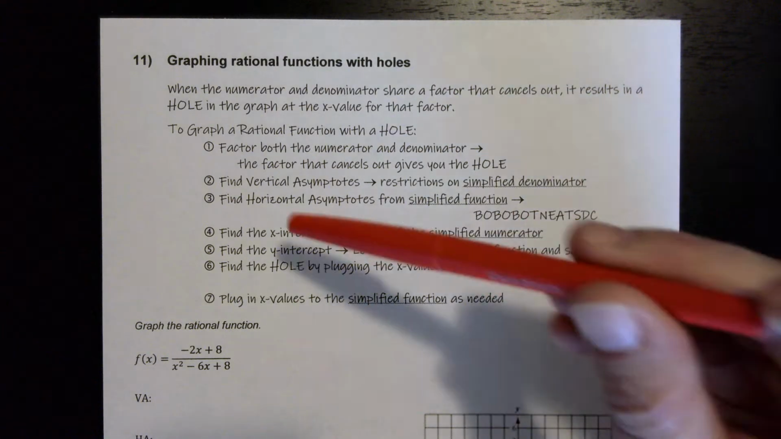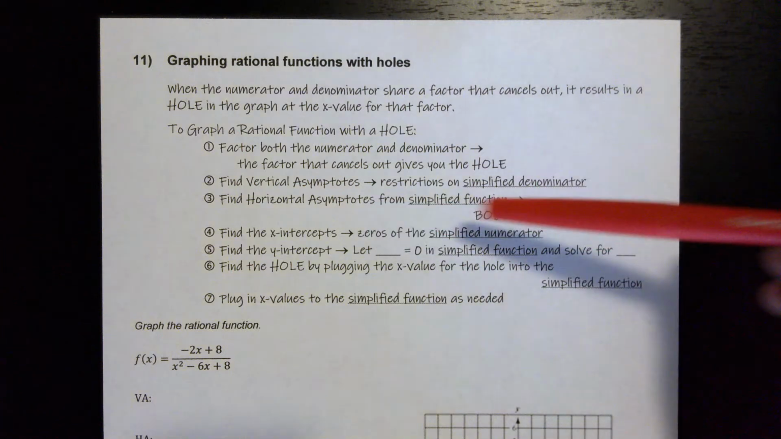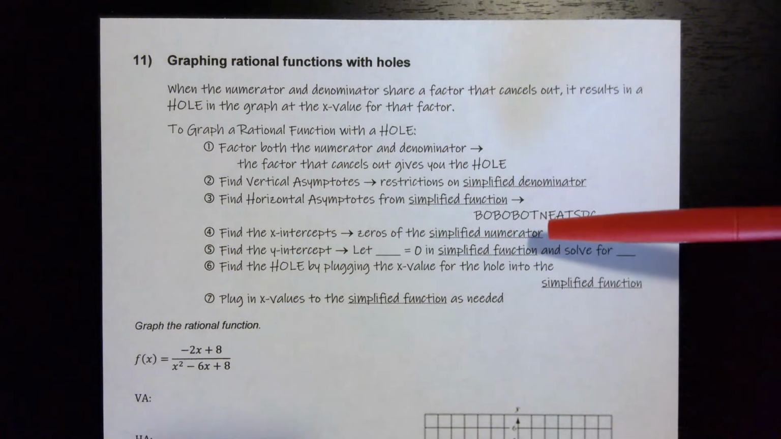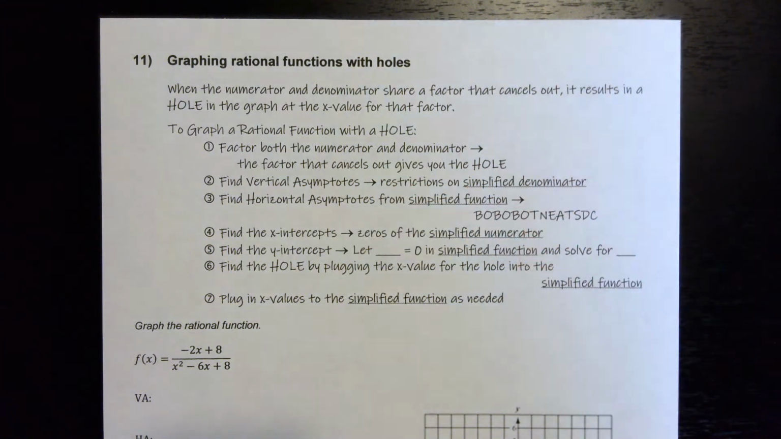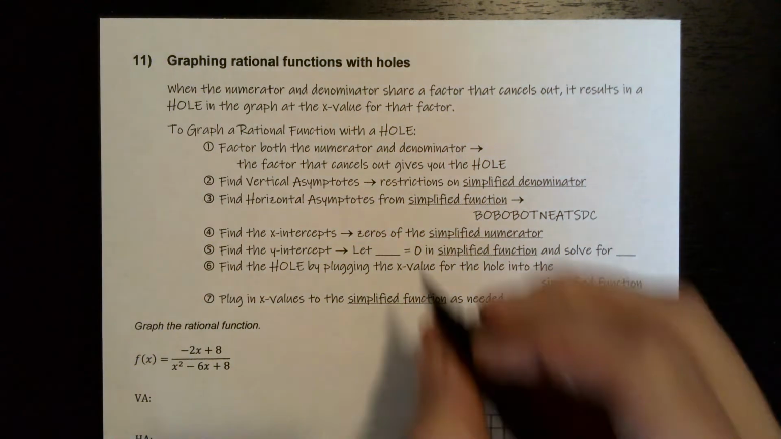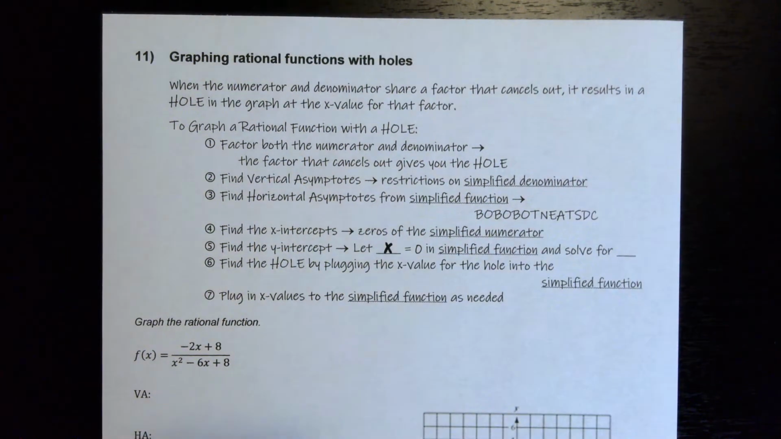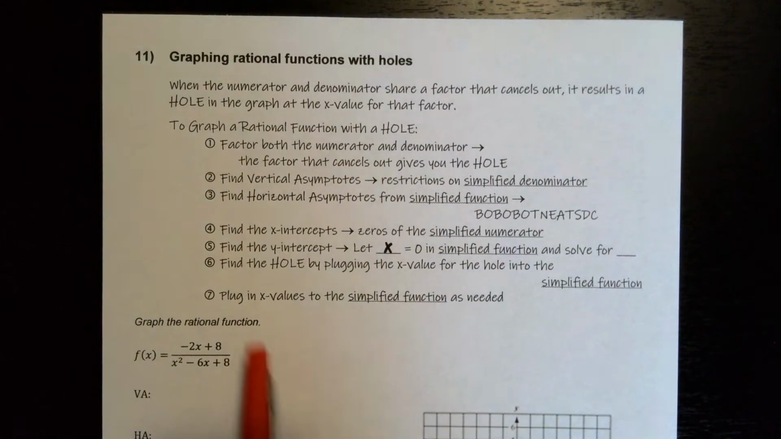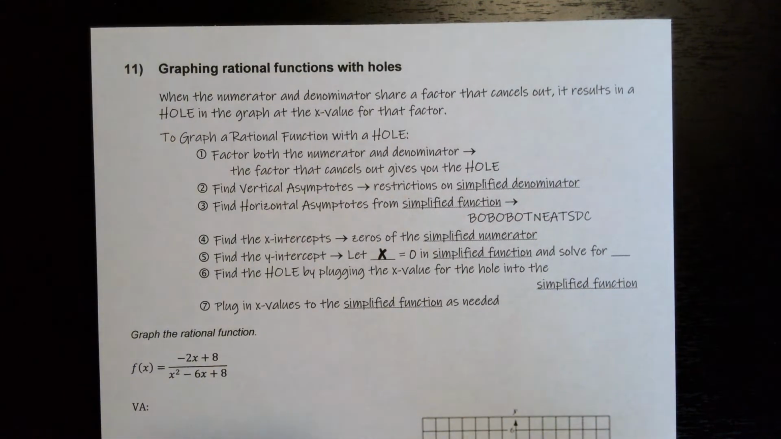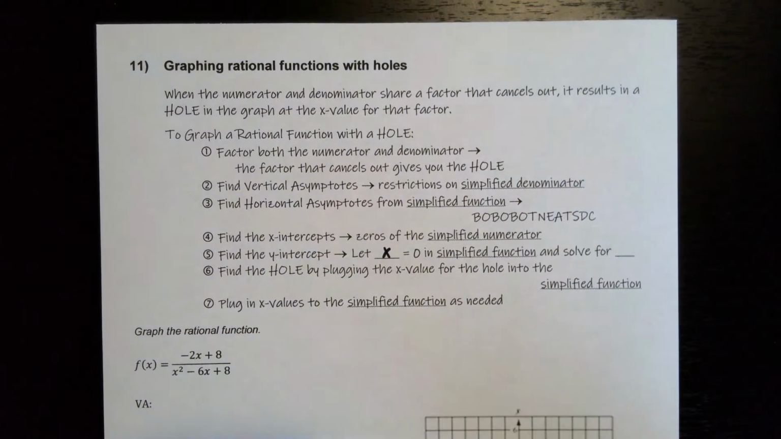And then we'll find the x-intercepts, which are the zeros of the simplified numerator, and then the y-intercept, in which we're going to let x equal 0 and solve. And then we will find the hole by plugging that x value into the simplified function. All right, that's a lot.